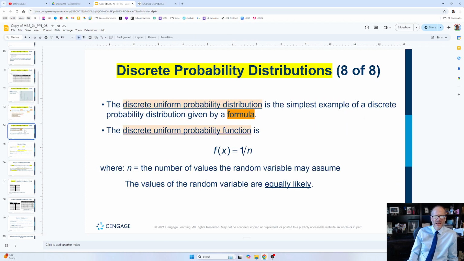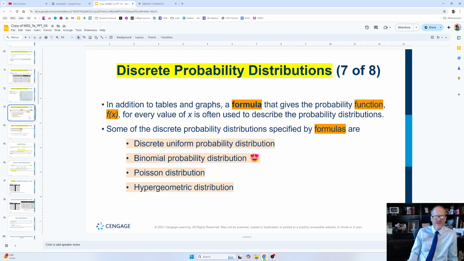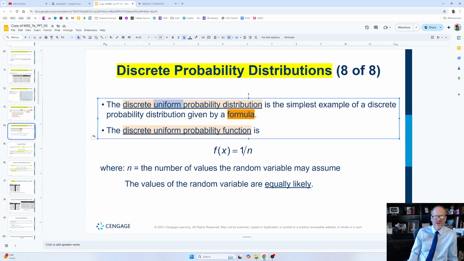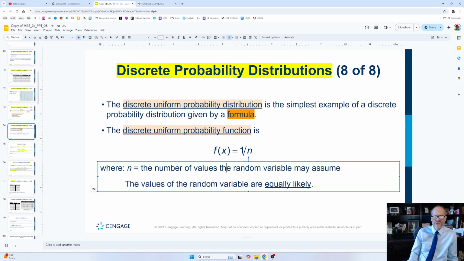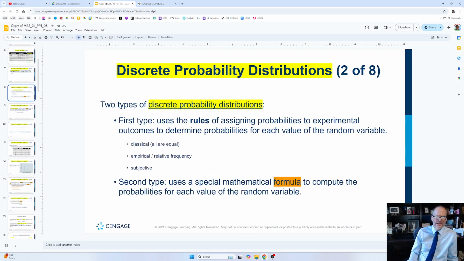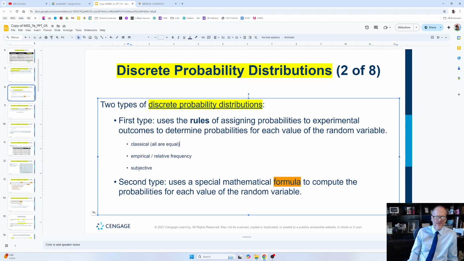And so another example of a formula is the discrete uniform probability distribution. Discrete uniform probability distribution is right here. And it's a simple example of a discrete probability distribution given by a formula. The discrete uniform probability function is f(x) equals 1 over n, where n is the number of values the random variable may assume. The values of the random variable are equally likely. And uniform probability distribution, when we look back to this, it's classical, all are equal, right? And we'll also put in here, I thought I did this the other night, so it must be on our slide because that's in 2 places.